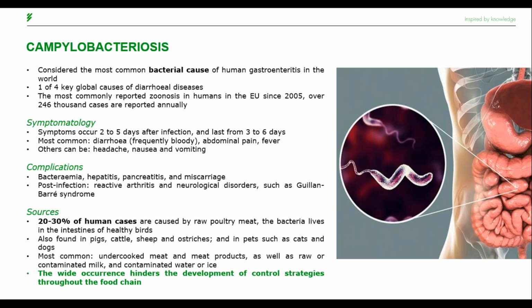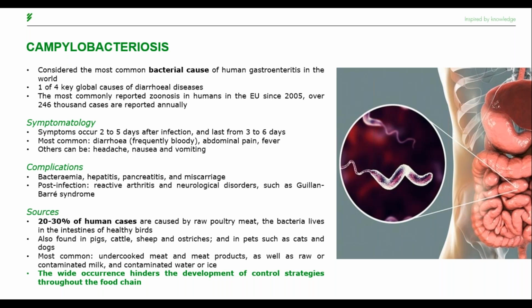Death from campylobacteriosis is rare and is usually confined to very young children or elderly patients, or to those already suffering from another serious disease such as AIDS. Complications such as bacteremia, which is presence of bacteria in the blood, hepatitis, pancreatitis, and miscarriage, have been reported with various degrees of frequency.